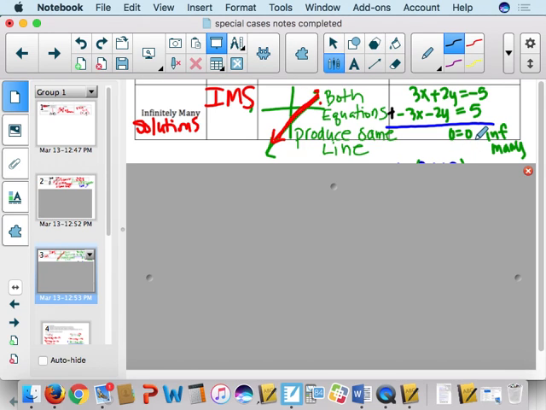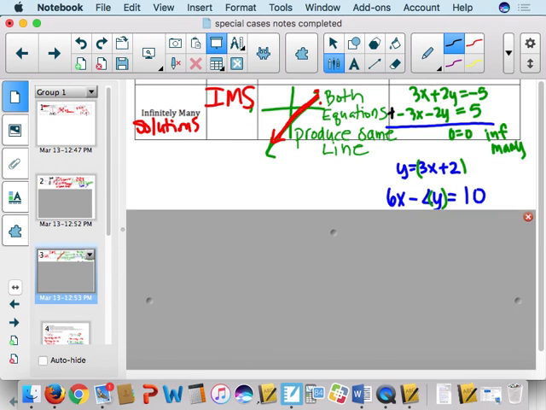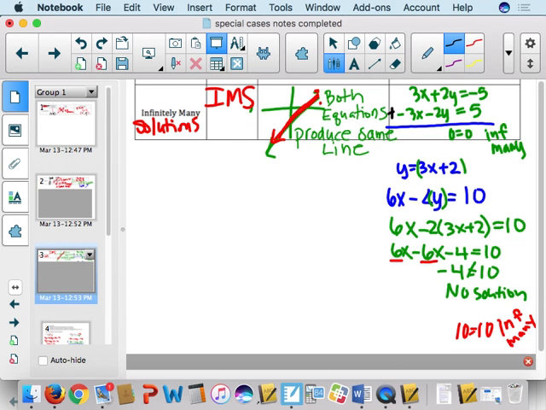Now when you use substitution, you might get 5 equals 5, 2 equals 2, but because of the elimination method, if you're going to get IMS when using elimination, it will always say 0 equals 0. That's the only option. Okay? But like I was just saying, with substitution, you might go through this and get a true statement or a false statement, and we're going to do a couple of these examples below.